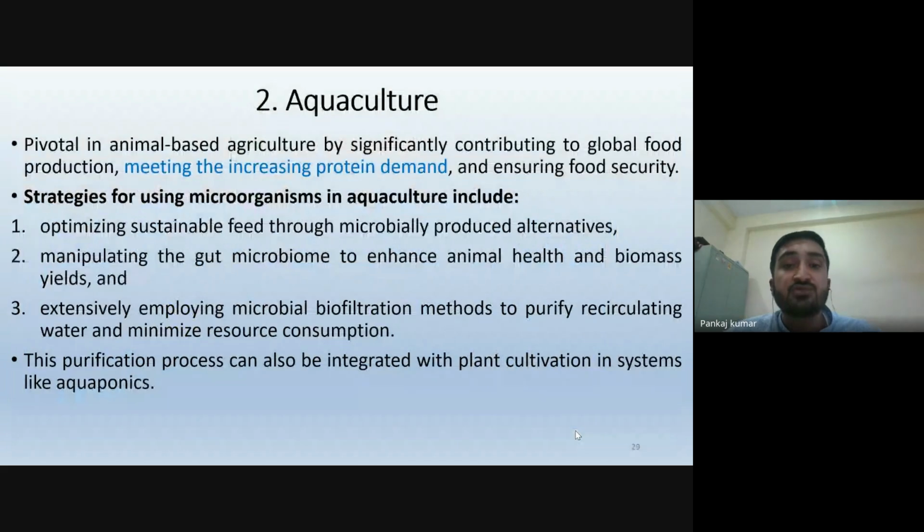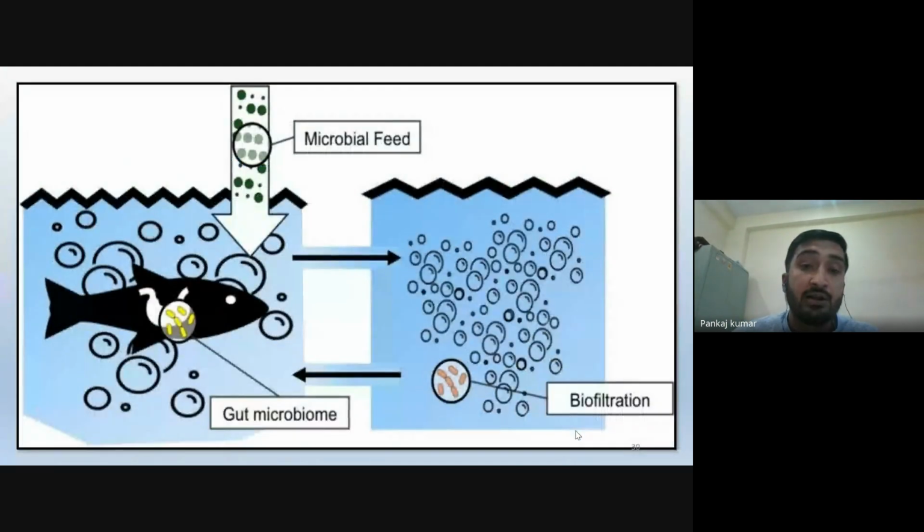And as we saw, aquaculture is much more beneficial than livestock agriculture. It is because it requires less space and the output will be more in respect to aquaculture. It can be maintained indoors in less space, and overall the protein demand and all those things can be fulfilled.